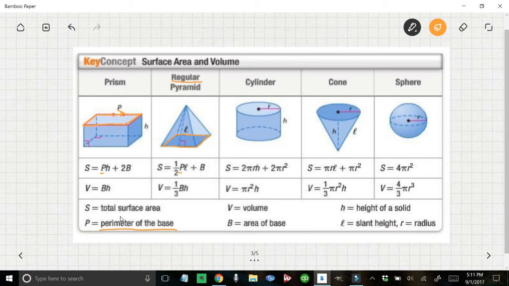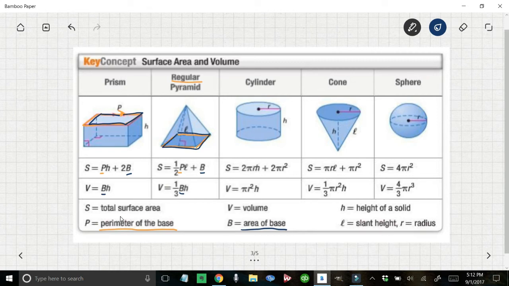Something else you need to know: when you see a capital B in the formula, which we see in a lot of different places, let's see, it's here and here, capital B stands for the area of the base. So just like the perimeter of the base, where you might have to calculate that out first, the area of the base is going to be the same thing. You might have to find the area of this rectangle or the area of this square.